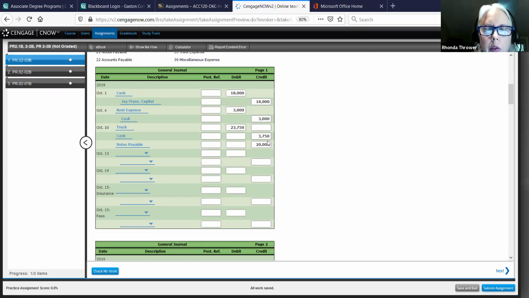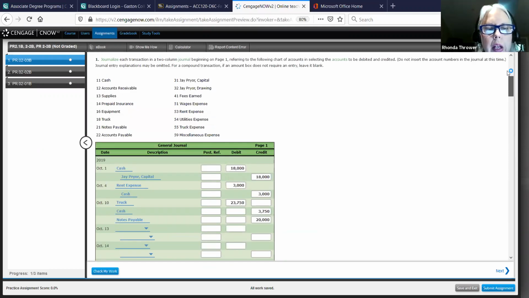Notice that our total debits here have to equal our total credits. These two added together equal this debit. Our debits and our credits must equal in every transaction. So this was an example of what we call a compound entry because it has more than two parts associated with it, but the transaction has to balance out.